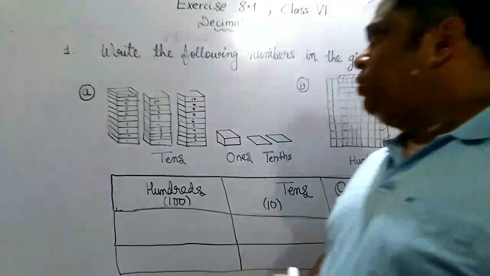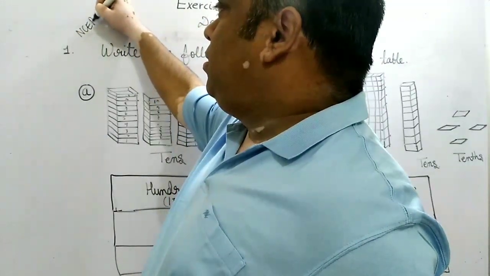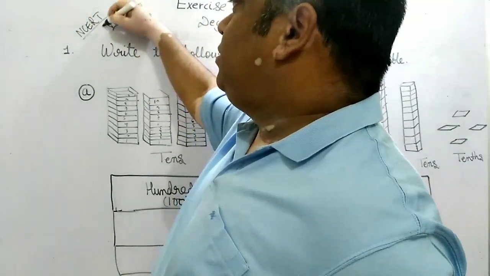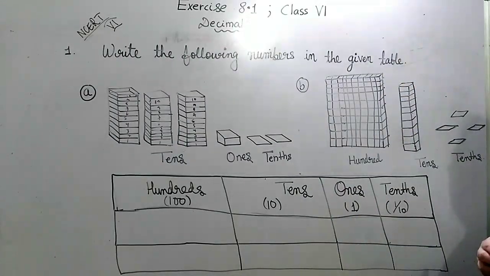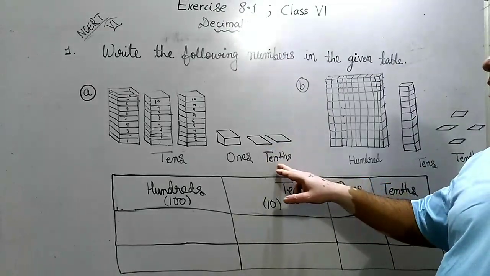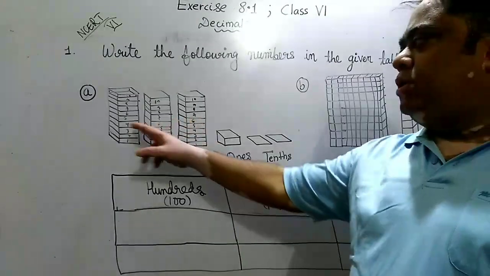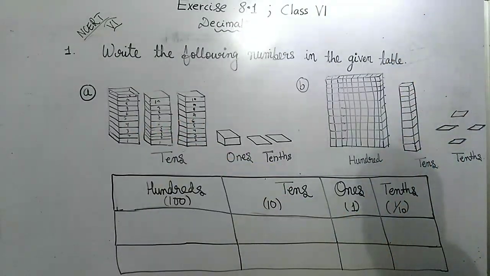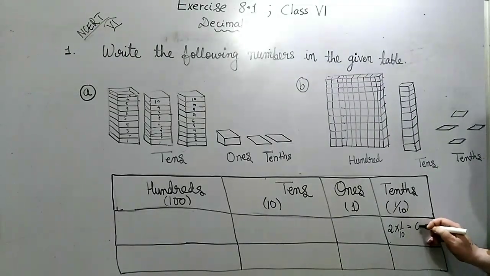Okay. So this question is question number 1 from NCERT Class 6 decimals. Write the following numbers in the given table. So in this table you will find that there are two boxes in tenths place, one in the ones place, and these boxes are in the tens place. Okay, so in tenths place how many are there? 2 are there. So this is 2 into 1 by 10, tenths place, will be equal to 0.2.